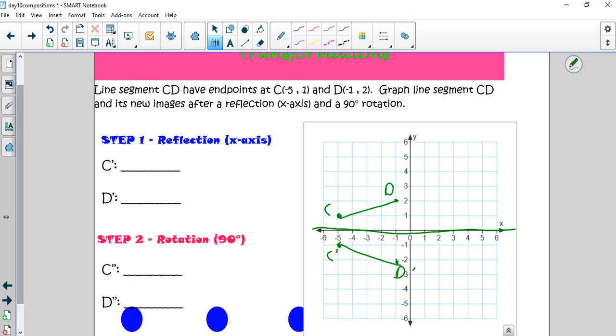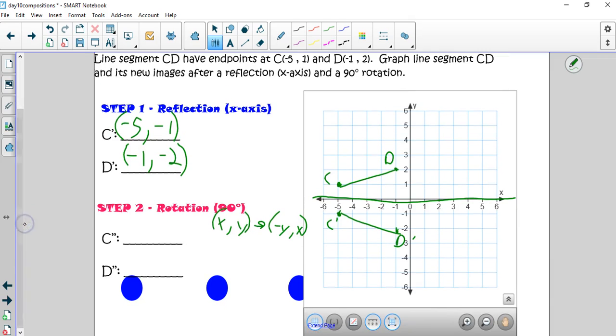So C, again, X doesn't change, Y becomes its opposite. D prime, X doesn't change, Y becomes its opposite. Now we're going to rotate it 90 degrees. Now remember, when we rotate 90 degrees, that's when (X, Y) becomes (-Y, X). That's in your notes, but as a reminder, we just flip them.